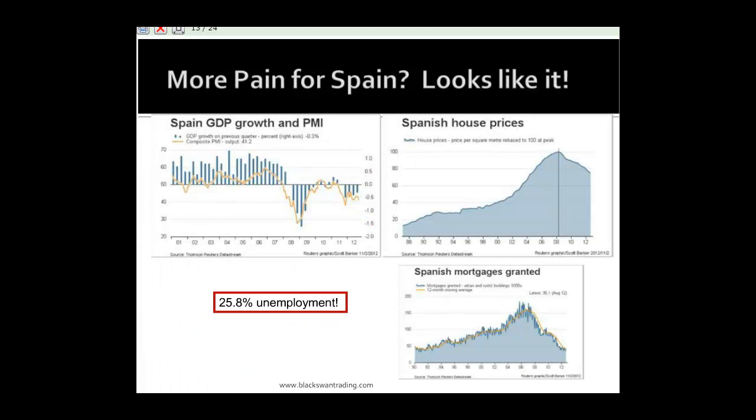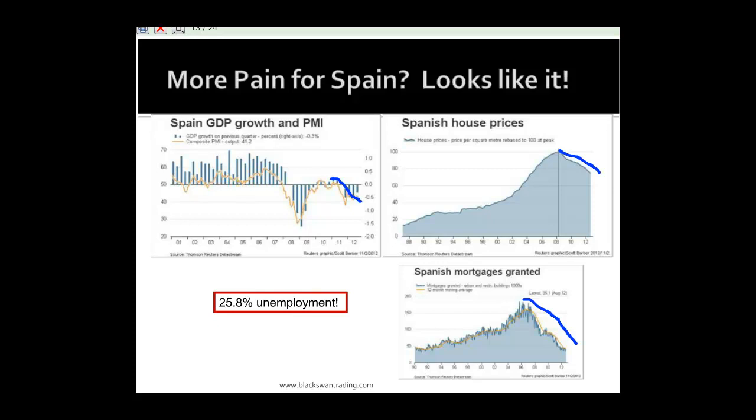More pain for Spain. You can see this is their Spain GDP just tumbling down. As soon as they started taking on some of the austerity measures by the Troika, which have been a disaster for Greece, are now a disaster for Spain, and it's getting worse. This is mortgages granted in Spain, tumbling. These are house prices in Spain. Interestingly, not a big break in housing prices compared to what has happened in the U.S. and some other countries when the crisis hit.